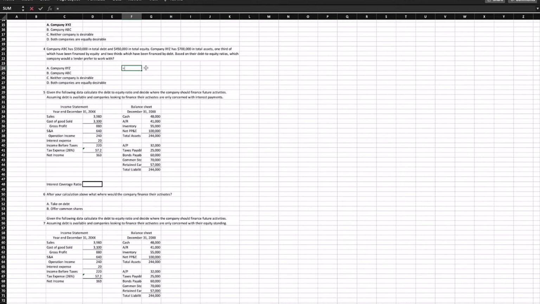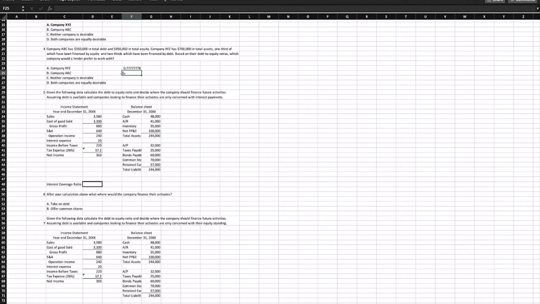So in this example, we need to calculate debt to equity. It's just as it sounds. So it's your total debt. We're going to do ABC company first. So we're going to take the debt of $350,000 divided by their total equity of $450,000 and get 0.7777, or they have 78 cents of debt per $1 of equity.